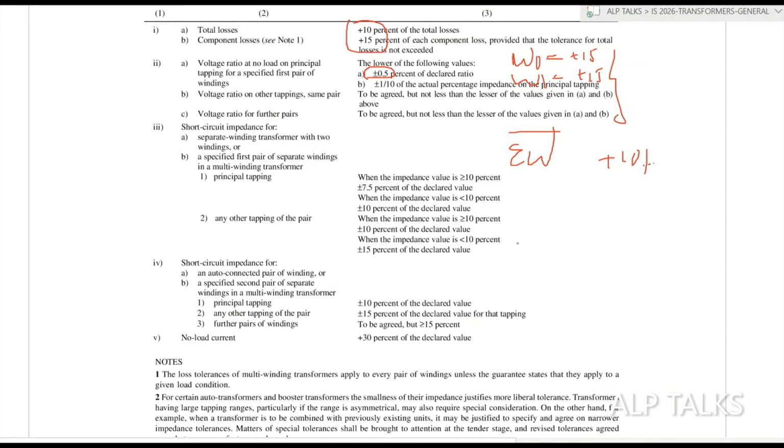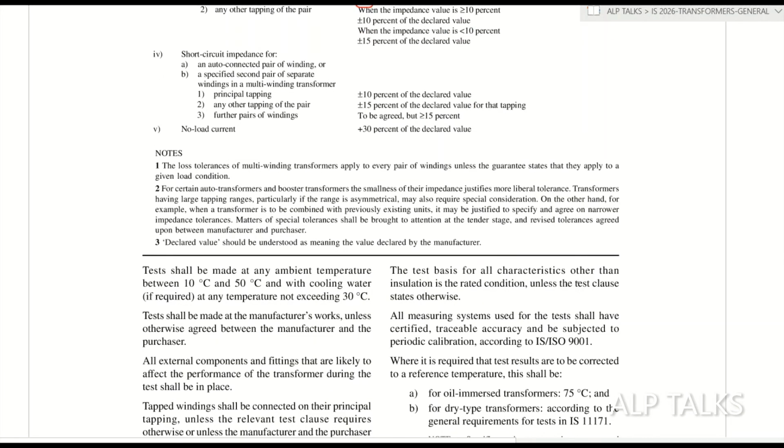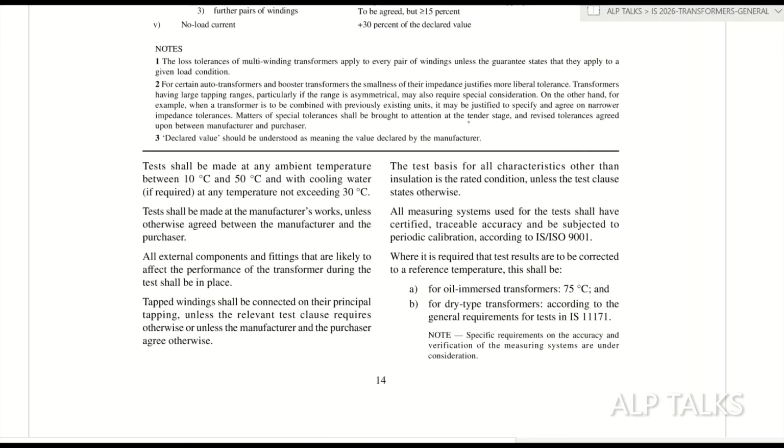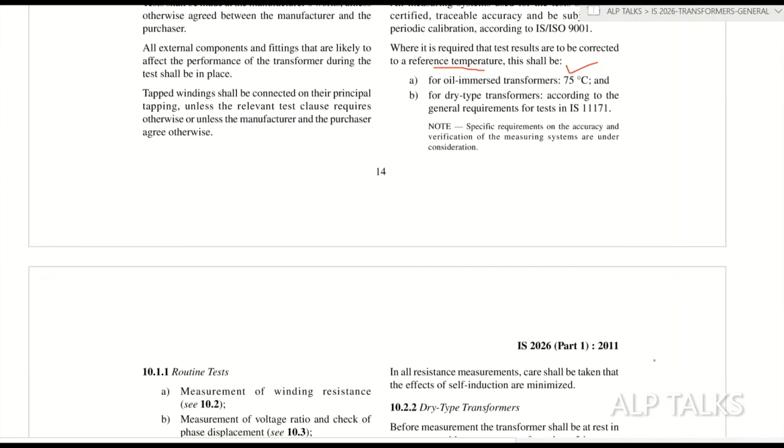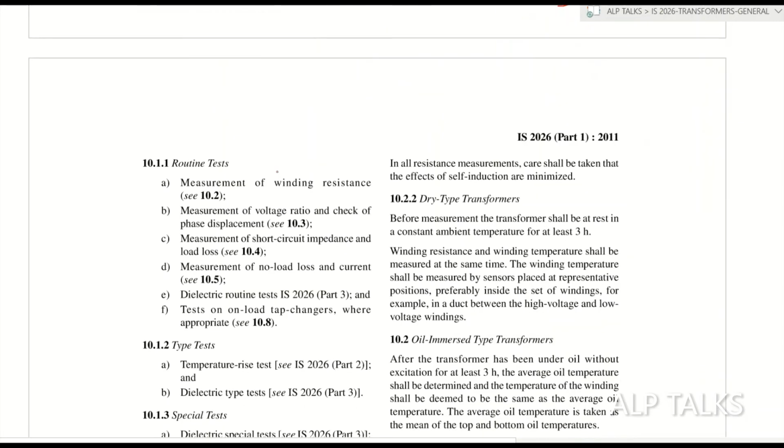Yeah, here is the tapping. Generally, plus or minus 10% tolerance is allowed. If impedance is greater than 10%, then only 7.5% tolerance is allowed. That's what the standard says. So the remaining things are all very normal. Reference temperature: generally we will use 75 degrees centigrade for oil-filled transformers. For dry transformers, generally whatever the rise is, we use rise plus 30, otherwise rise plus 20 in IEC, something like that. I think this may be ECBC, like that we will use.